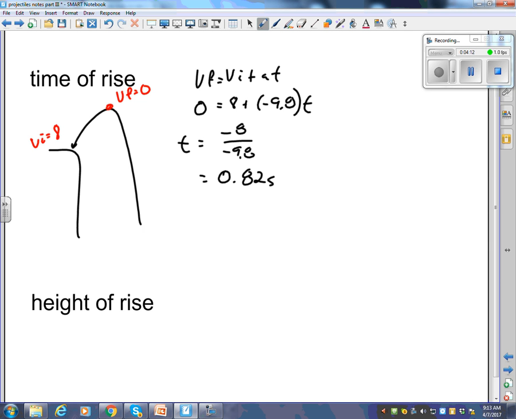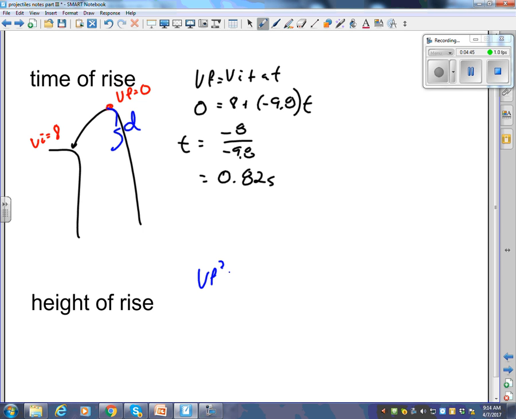Same process as yesterday, or 2 days ago, yes. Any questions about that? We all good there? You see how it relates to the stuff from the other day? So now when we're doing the height of rise, we're looking for this distance here. Same process as yesterday, or 2 days ago, right? It's exactly the same. You can do it 2 ways.